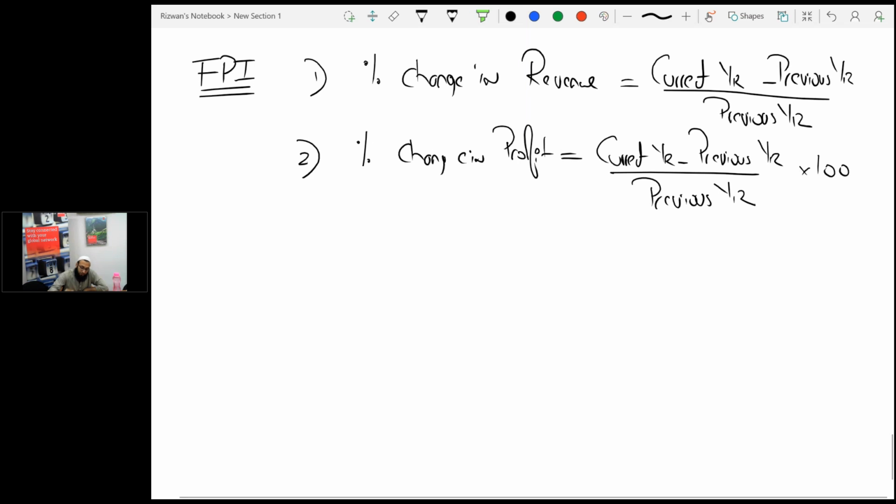These are very important ones that you have to work out in almost every situation. So guys, please note down these two as further financial performance indicators. So it's percentage change in revenue and percentage change in profit. Got it, everyone?